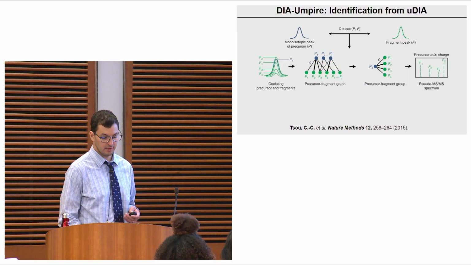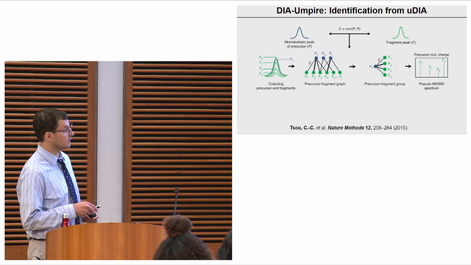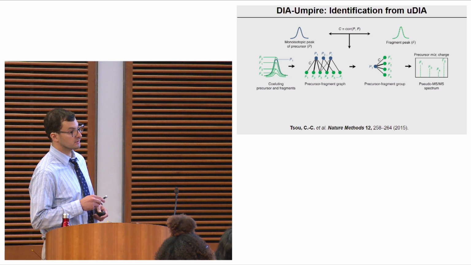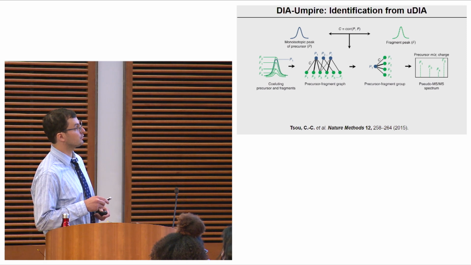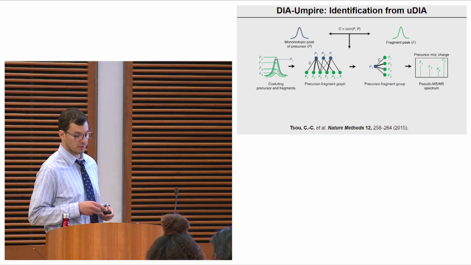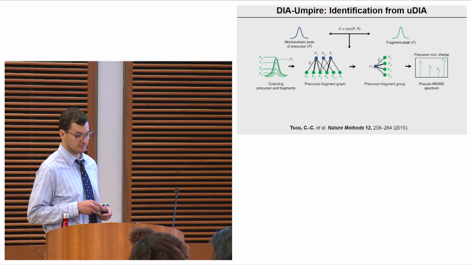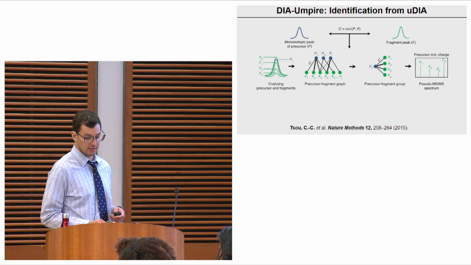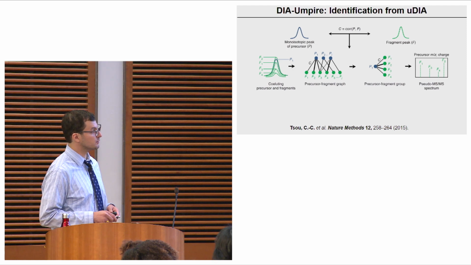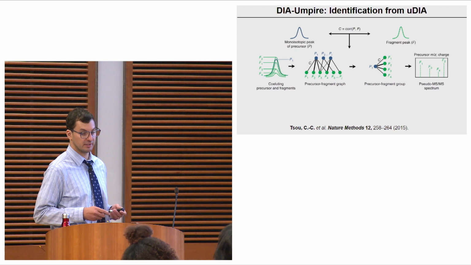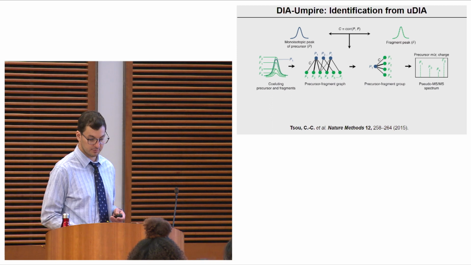So how does that work? It's actually pretty interesting. Instead of starting down here with the spectral library and extracting signals, they extract signals, look for correlation between the precursor and fragment signals, and if there's enough correlation, they assemble those precursors and fragments into pseudo-MSMS spectra. And this was published in 2015 by Alexei Nesvizhskii's group in Michigan. So this strategy produces pseudo-MSMS spectra that you can then plug right into your favorite database search algorithm for DDA analysis and identify your peptides.